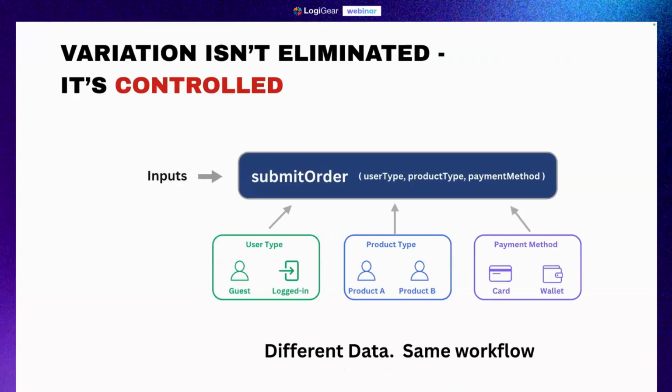So variation never really disappears completely, and nor should it. Businesses still have different users, different products and different payment methods, etc. But now variation is introduced through inputs or arguments rather than rebuilding an entirely new workflow. And so the workflow never changes, only the data changes, and that's a massive difference operationally.